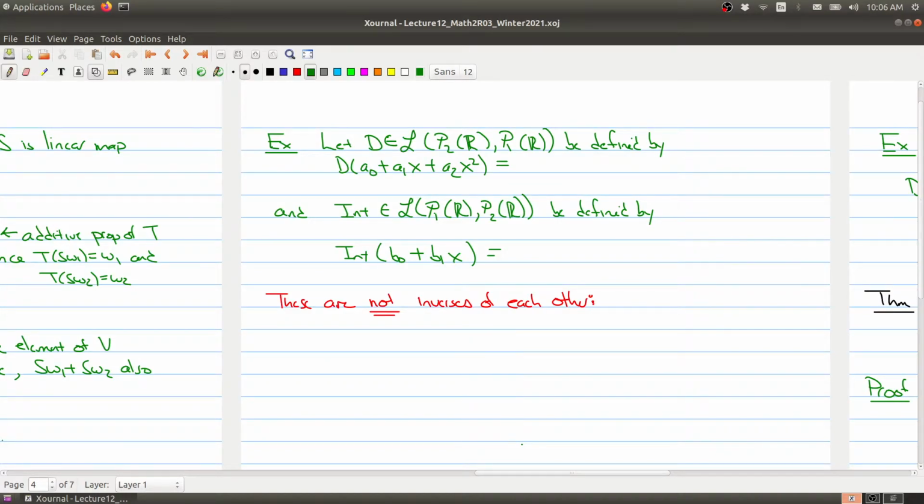So welcome to part 3 of lecture 12. We've been talking about invertible maps, and I wanted to show you an example of something that's not an inverse. So this may actually help you with your understanding.